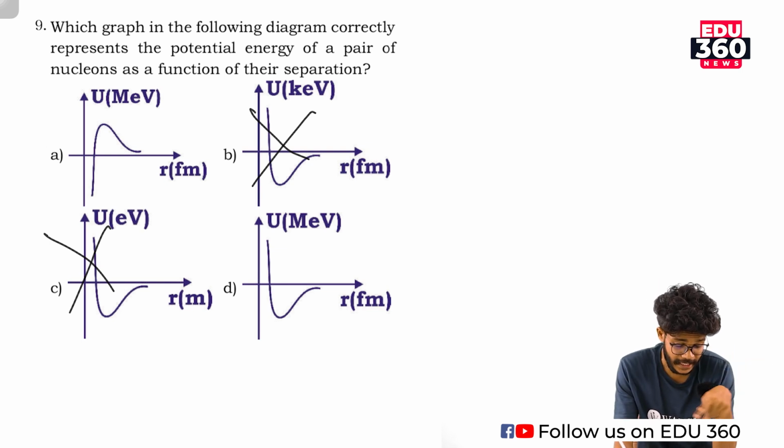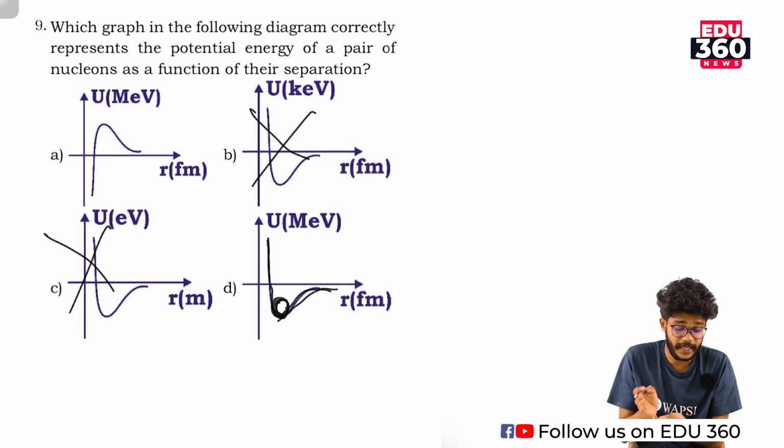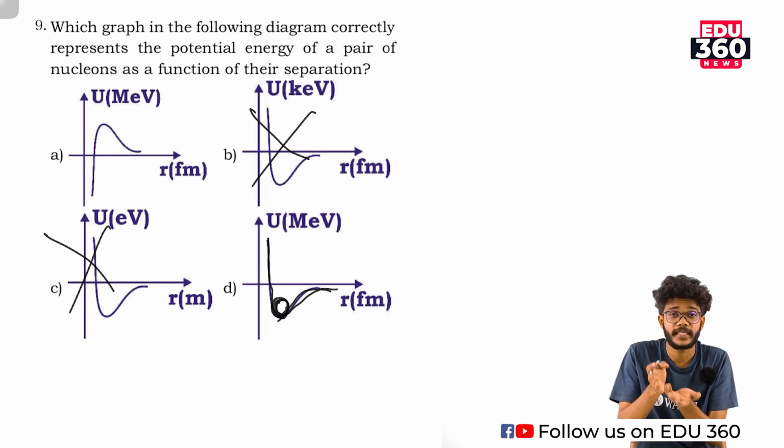And the x-axis is in Fermi, so that can be correct. But please look at the structure of these two diagrams. In this structure, the particle can be located at this dip. The particle can be located inside the dip.